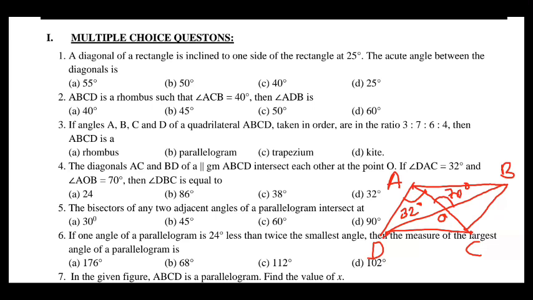How will you find angle DBC? If you find angle ADC, then DBC will be the same as ADC, correct? So what will we write? We will write this as x, okay? 32 degrees plus x is equal to what? 70 degrees, right? The sum of two interior angles in a triangle is equal to the exterior angle. So the exterior angle is 70 degrees. 32 degrees plus x is equal to 70 degrees. What is x? Quickly tell me what is x.